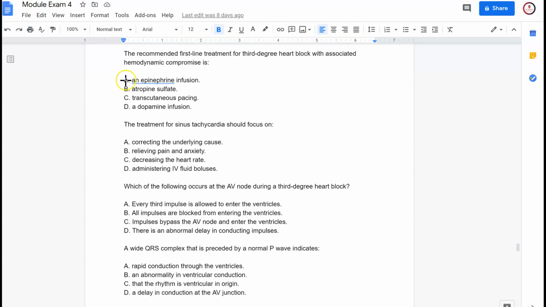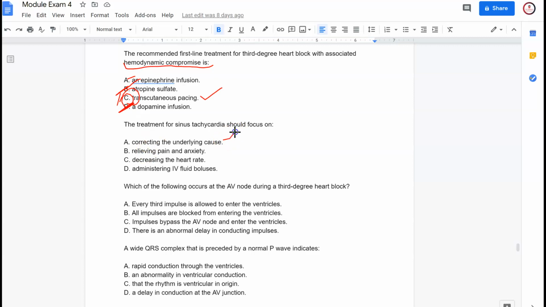No. Atropine. I mean, it's in your protocol, but it's not going to do it if you do anything for a patient in hemodynamic compromise. Transcutaneous pacing, I like that. That's immediate, right? This is your medicine or Edison vibe. Or a dopamine infusion. Not a dopamine infusion. Transcutaneous pacing.